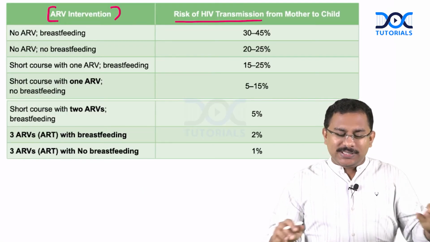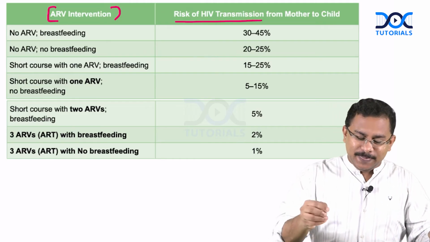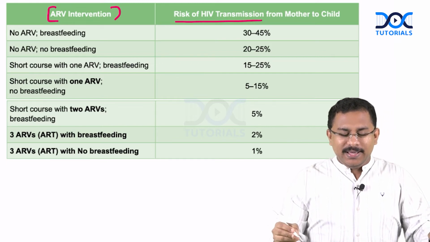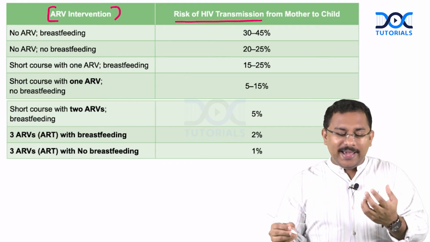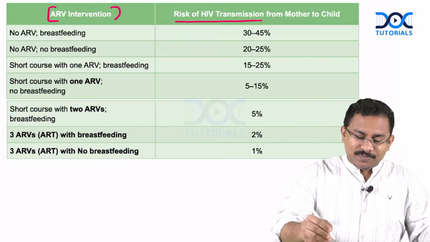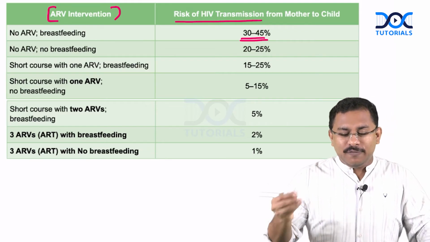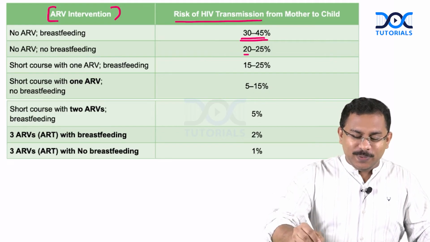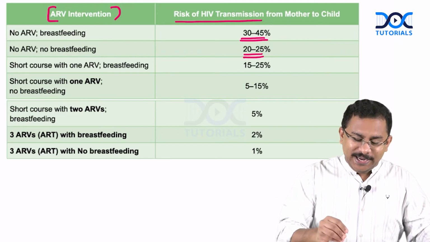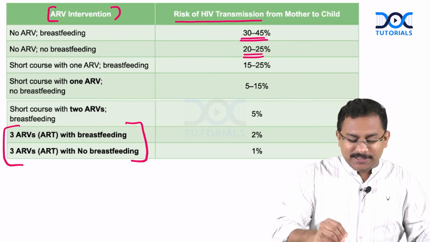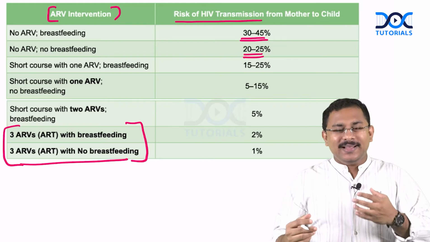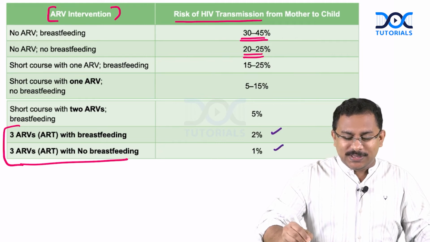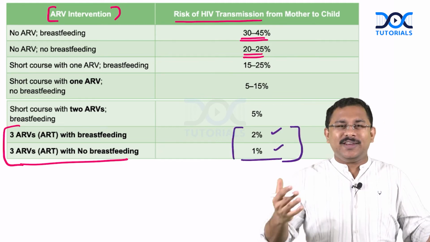And just let me show you this table. This again is taken from the national guidelines. So you see here, this is the antiretroviral intervention and the risk of HIV transmission. Now, if there is no ARV being given and breastfeeding is continued, then there is a 30 to 45% risk of transmission from mother to child. No ARV, no breastfeeding, then 20 to 25% chance. But you see, when the mother is actually supported by antiretroviral therapy, then look at the difference with breastfeeding and without breastfeeding. With breastfeeding is 2%, without breastfeeding is 1%. So there is no significant difference.